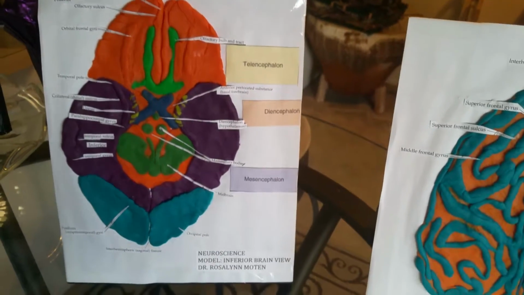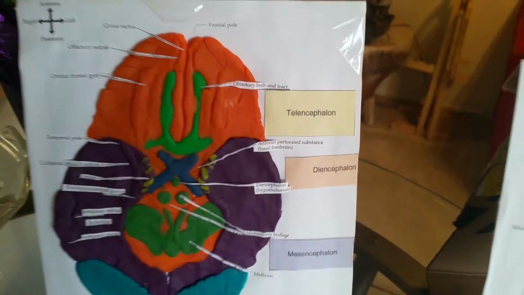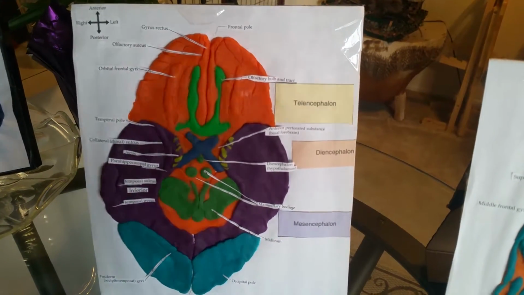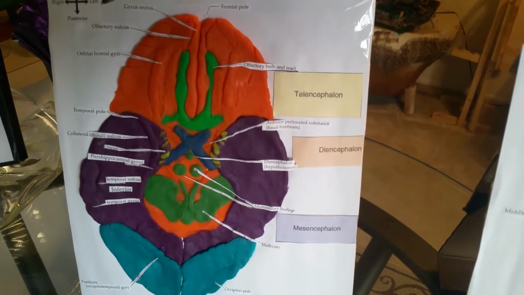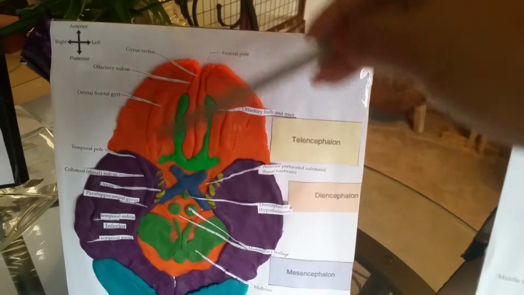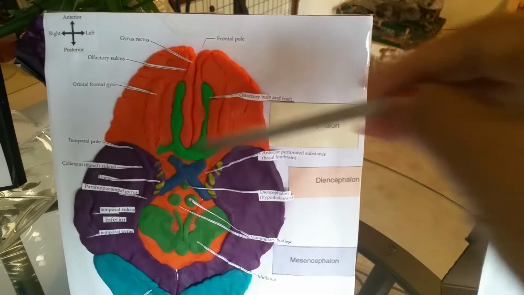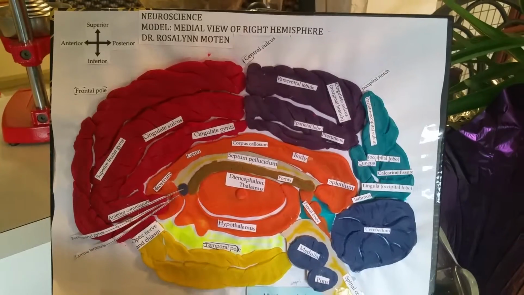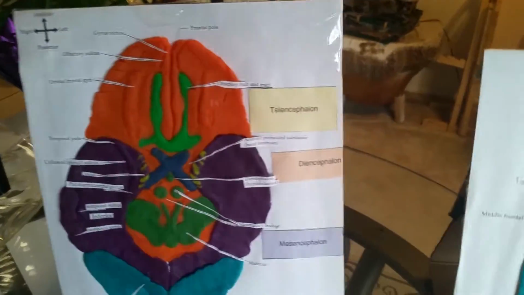Okay, moving on, we've got the inferior view of the brain. And I'm trying to get it in screen, and I didn't mention how I've got the anterior, right, left, and posterior directionals on each. This one, of course, is the inferior view. You would have the right and left, whereas on this one you've got the superior, inferior, anterior, and posterior, because it's a medial view of the hemisphere. Okay, so back to this one.